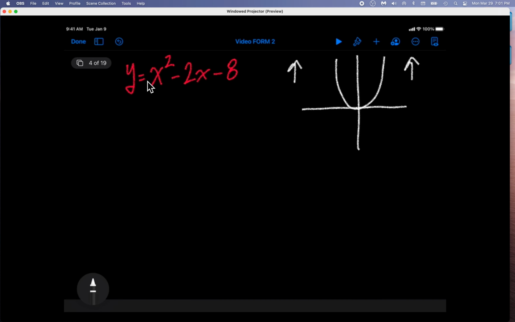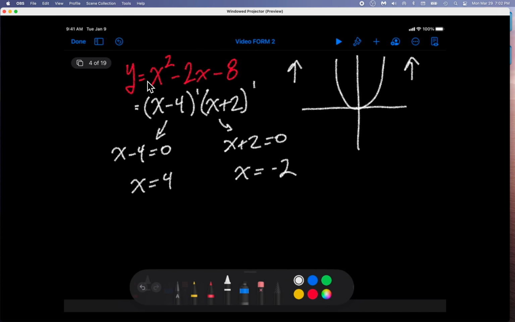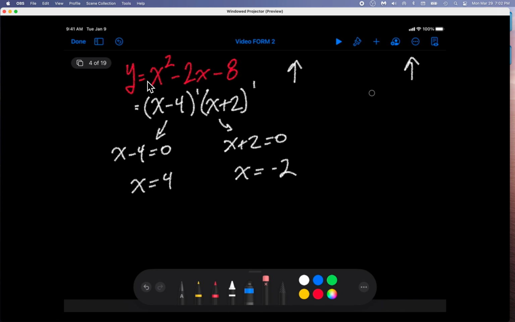Now let's try to find the zeros. We're going to factor this, and when we do, we get x minus 4 to the first power times x plus 2 to the first power. We're going to set each of these equal to 0. X minus 4 equals 0, x equals 4, x plus 2 equals 0, x equals minus 2. We're ready to plot. Okay, let's do that.